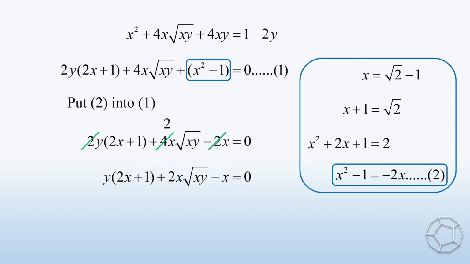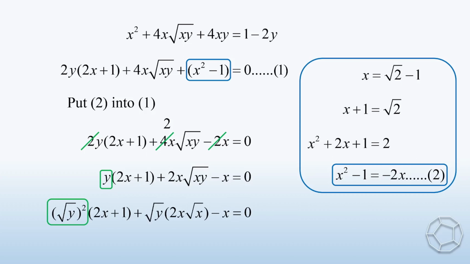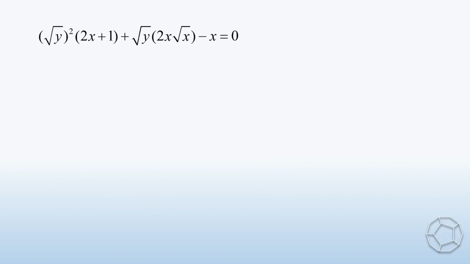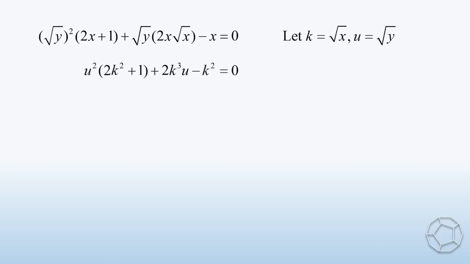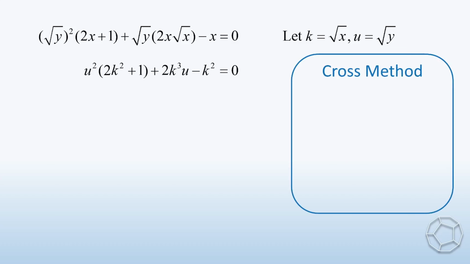Moreover, let's write the first term y as square root y whole square. Then we can see that it's a quadratic equation in square root y. Here we use another trick. Let k be the constant square root x and u be the variable square root y. Then the equation is u squared times bracket 2k squared plus 1 plus 2k cubed u minus k squared is equal to 0. Indeed, this quadratic equation can be solved by cross method.